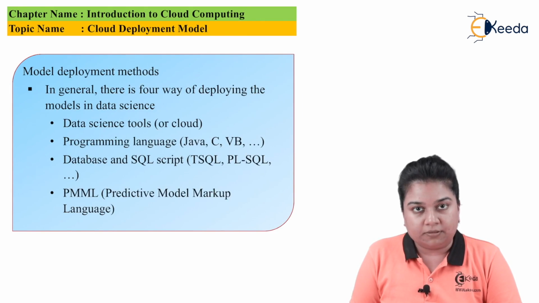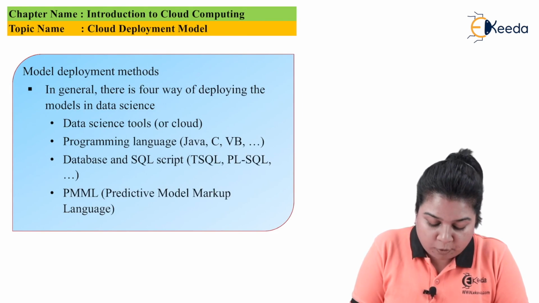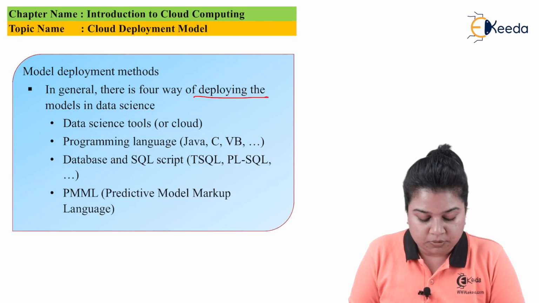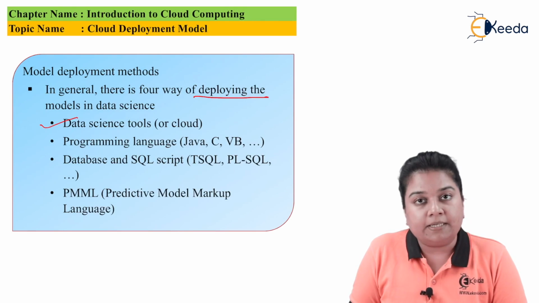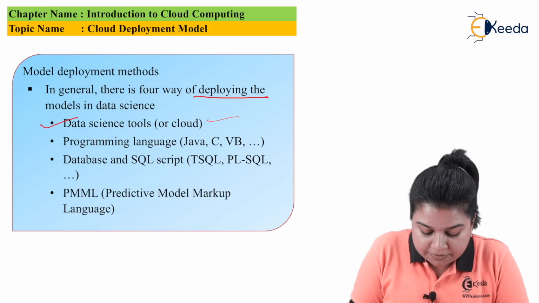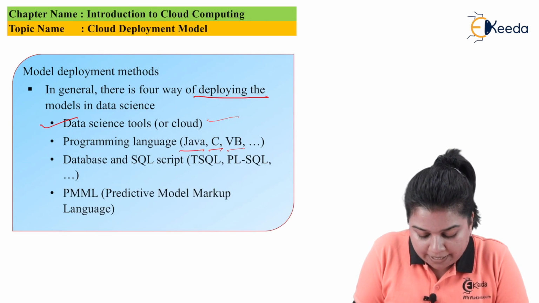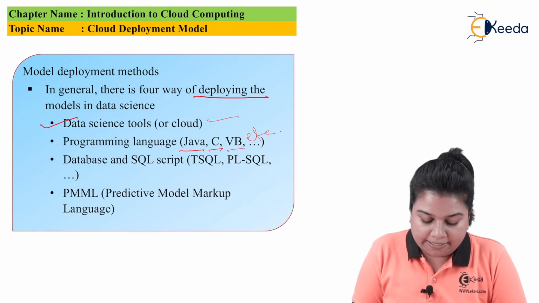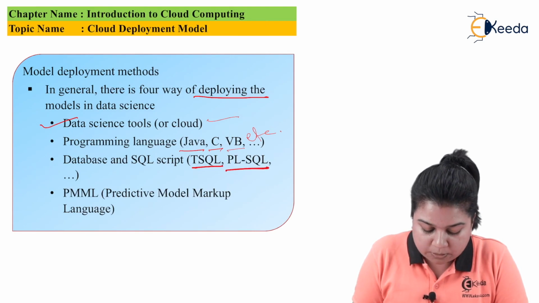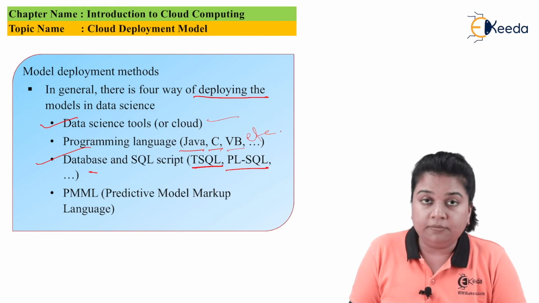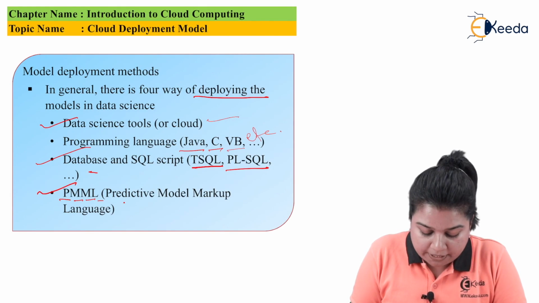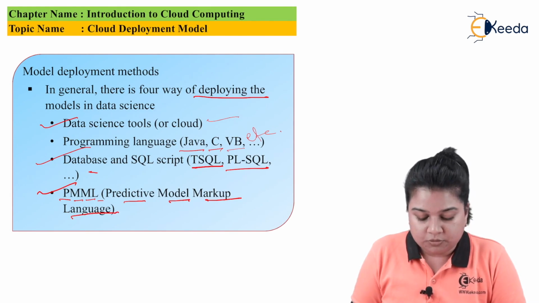Model deployment methods. In general, there are four ways of deploying the models in data science, or we can say in cloud computing. The first one is the data science tool or the cloud. Programming language is the second one. Languages can be Java, C, VB, etc. Database and SQL script. These can be T-SQL, PL/SQL, etc. Third one is PMML. PMML is Predictive Model Markup Language.